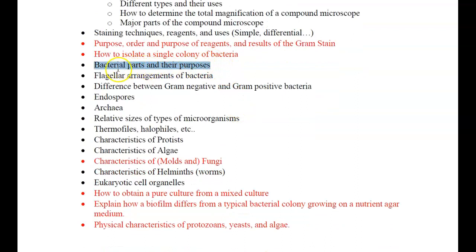One of the more declarative knowledge, which really means just terms. There's no other way to get around it. These two would definitely be terms, knowing what the major parts are. And you've had a lot of this before in BIO250, so that's good. Maybe not the flagellar arrangements, but definitely the bacterial parts.